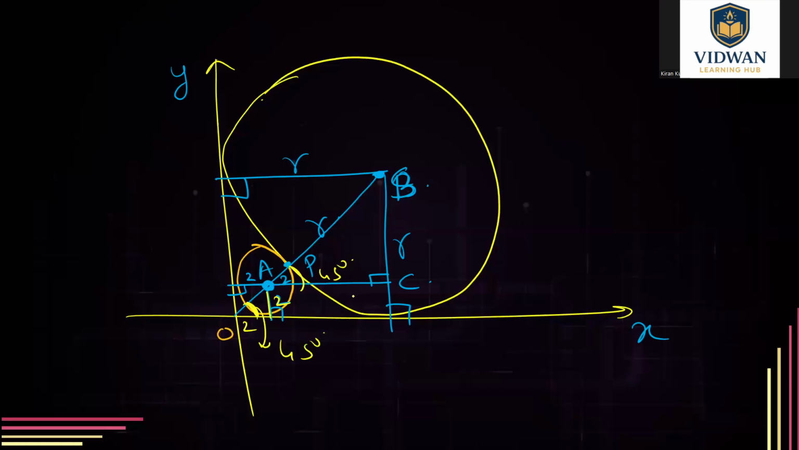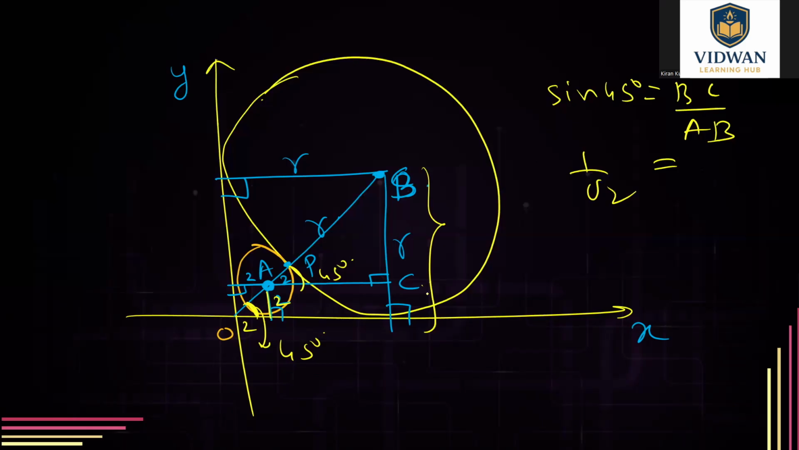So in triangle ACB, if I take sine 45 degrees, it should be BC by AB. So 1 by root 2 equals, what will be the value of BC? This is already 2. The bigger radius is R. So R is still where? Till here. So this part is R minus 2, this part is 2, by what is this part? AB, R plus 2. Because already this radius was 2, so total is R plus 2. From here you can find R.